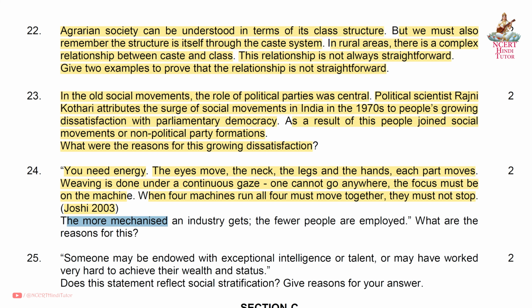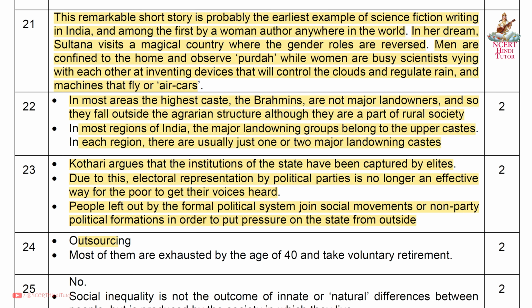The more mechanized an industry gets, the fewer people are employed. What are the reasons for this? Answer. Outsourcing. Most of them are exhausted by the age of 40 and take voluntary retirement.